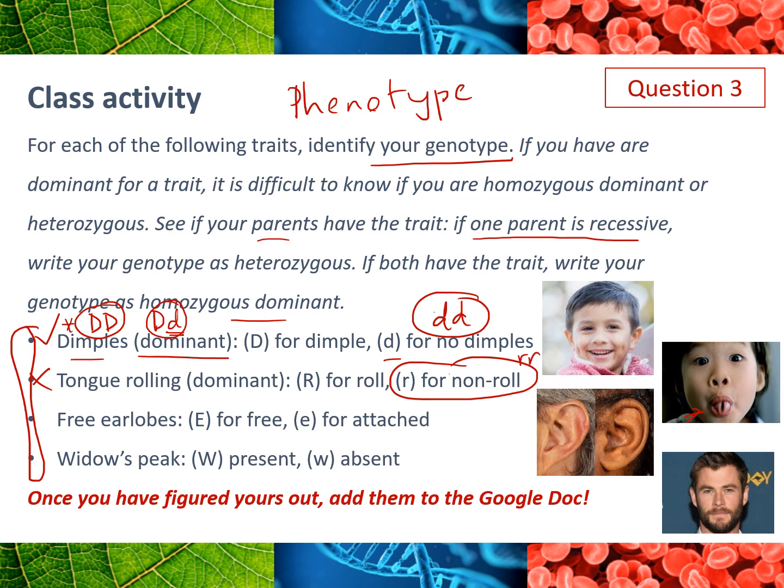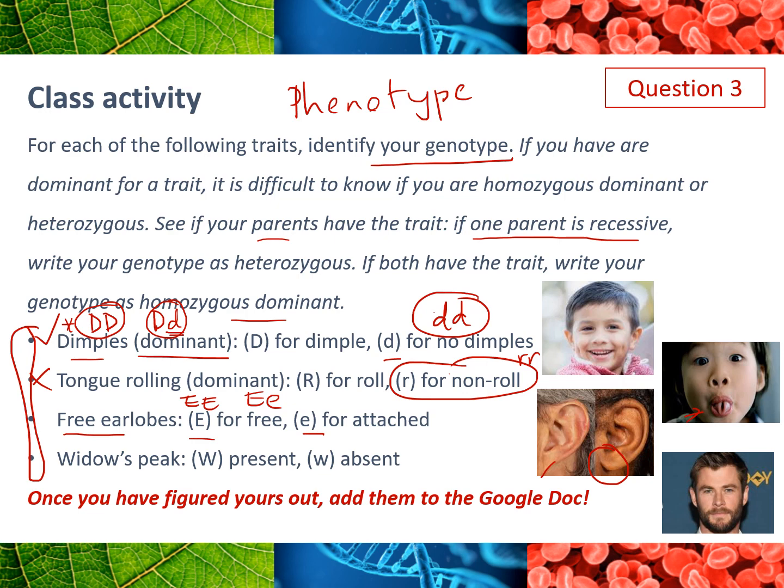Just to explain what these are, free earlobes are where there's a bit of a gap between the side of your head and your earlobe, so you can jiggle around a little bit. Attached earlobes are when the bottom of your earlobe attaches straight to the top of your neck. If you have attached earlobes, you are two little e's. If you have earlobes that are a little bit wiggly, it would be dominant, so either homozygous dominant or heterozygous.